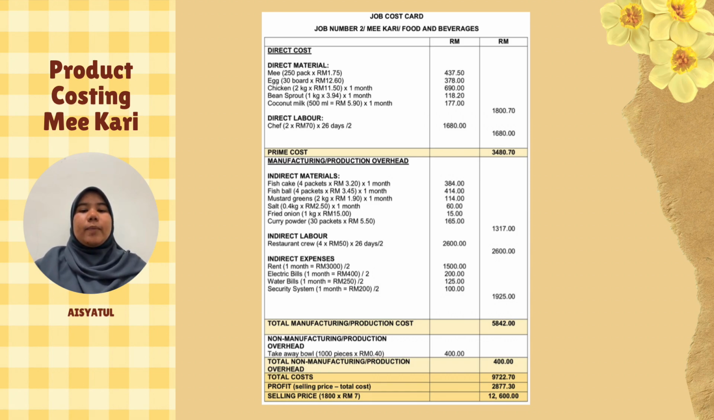Then we add all prime costs, total manufacturing, and non-manufacturing production overhead costs to get the total cost, which is 9,722 ringgit 70 cents. To get the profit that the business gained, we subtract the total cost from the selling price and get a profit of 2,877 ringgit 30 cents. Finally, the total of the selling price is 12,600 ringgit.